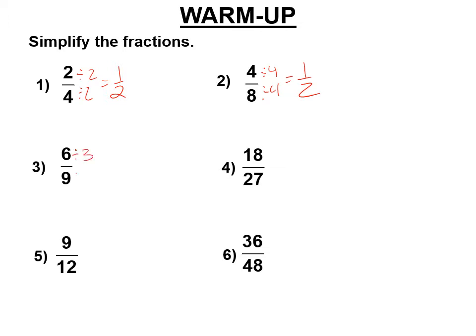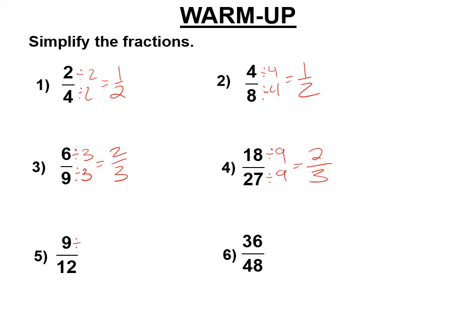6/9, those are both divisible by 3. The greatest common factor is 3. So that simplifies to 2/3. 18/27, they're both divisible by 9, although they are also divisible by 3, but 9 is bigger. And that, oh, that also simplifies to 2/3. So both of those were simplifying to 2/3.